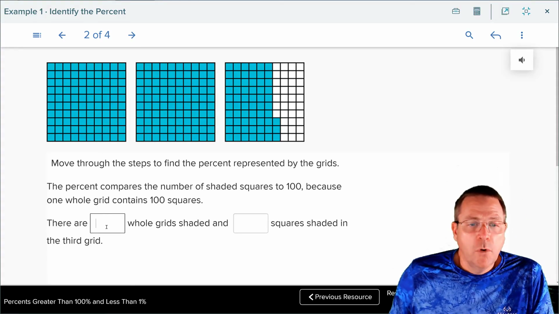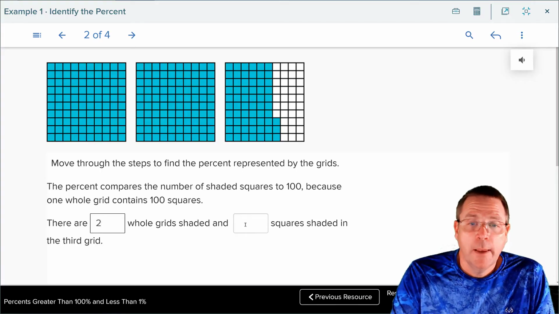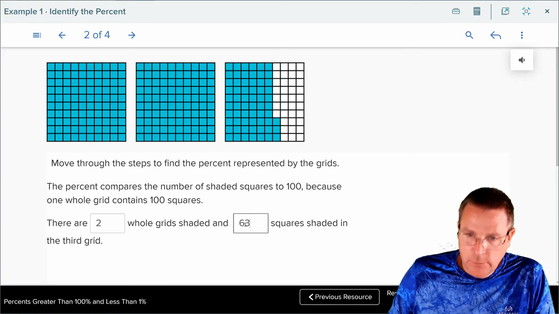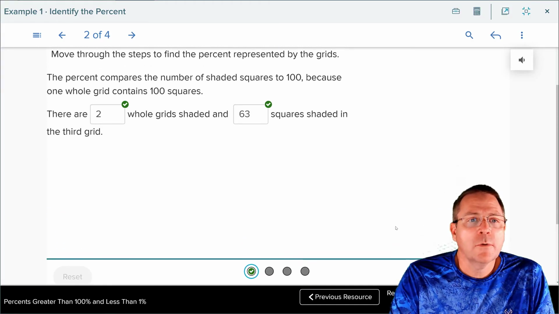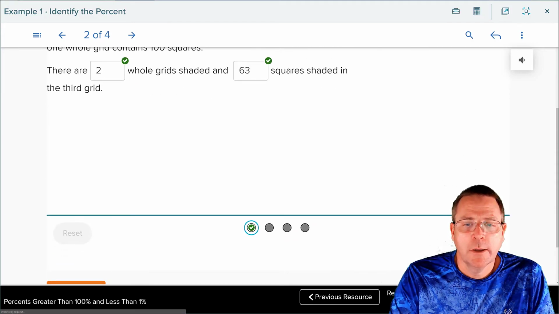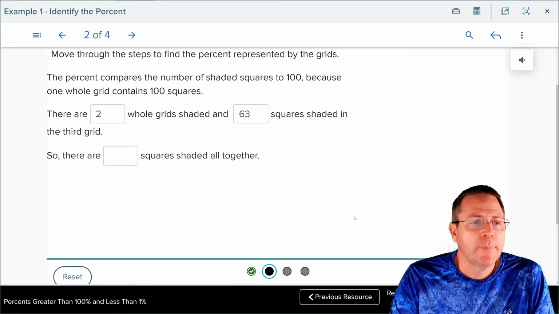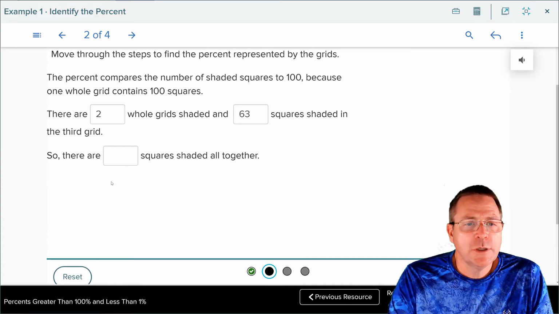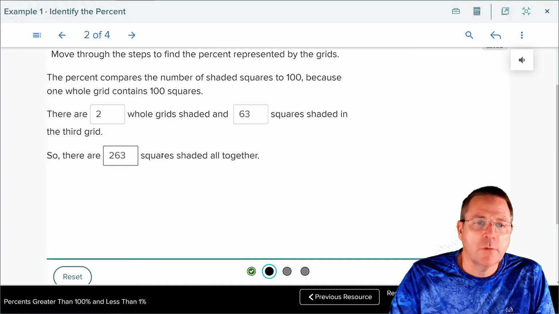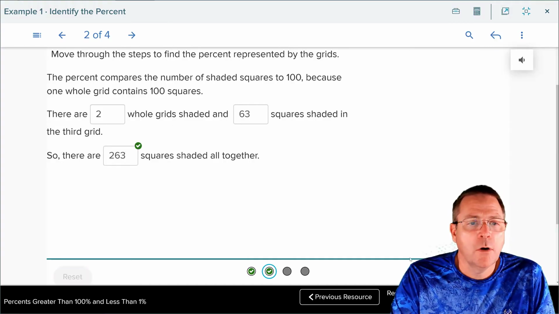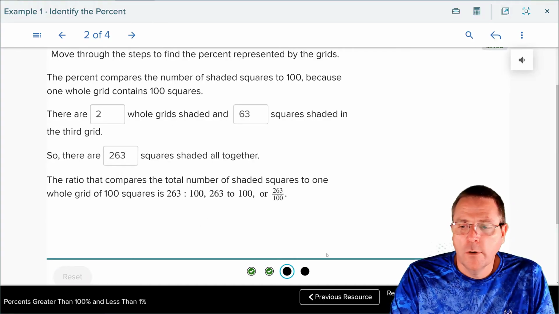We have 2 whole grids that are shaded, and we have 63 grids shaded in the third grid. So check our answer, and that part checked. Let's move on to the next slide. So how many squares are shaded all together? We had 200 plus 63, which is going to be 263 grids shaded all together. Move on to the next.